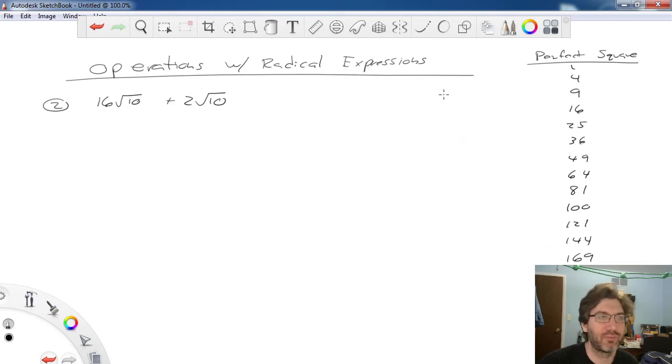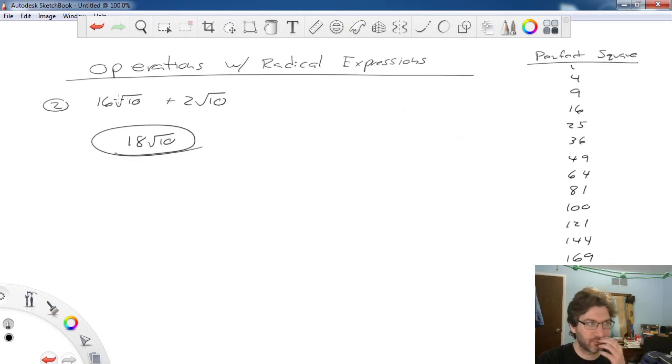Yeah, I have 5 and 2, but the square root of 10 is simpler than saying multiply by the square root of 5, then multiply by the square root of 2. But this is number 2 for Adam. Adam, you just add 16 and 2. 16 plus 2 gives you 18, and then you tack on the square root of 10. Right? Because they're like radicals. So 18 square roots of 10.